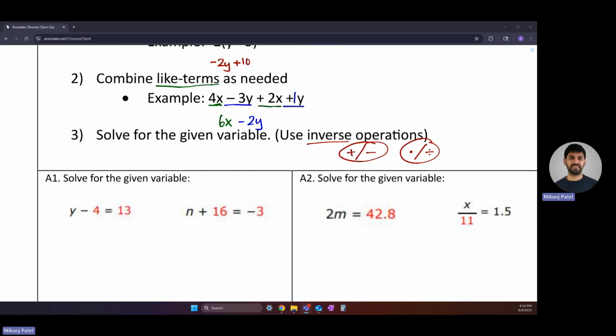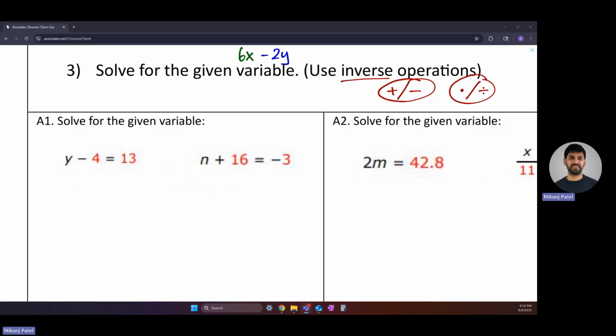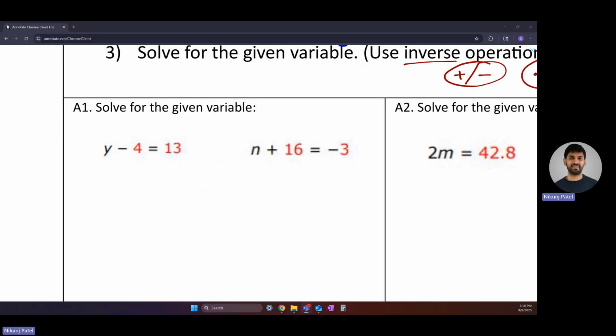So let's think about if you had a one-step equation. A one-step equation requires just one step to solve the variable. Usually, it's a good idea to put a line down the equal sign so that you can apply your operations on either side. Our goal is always to isolate the variable.